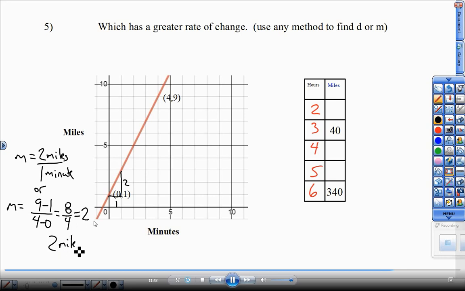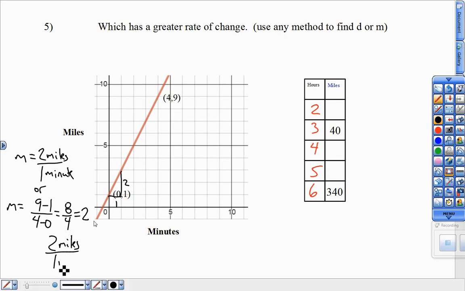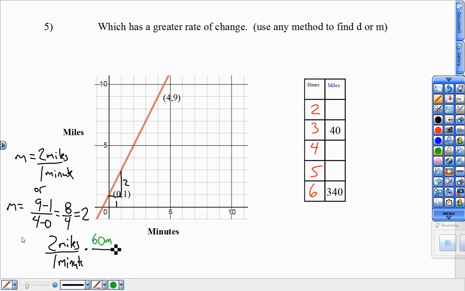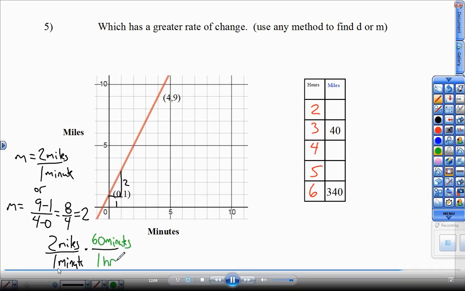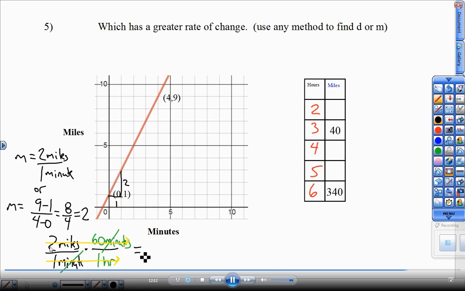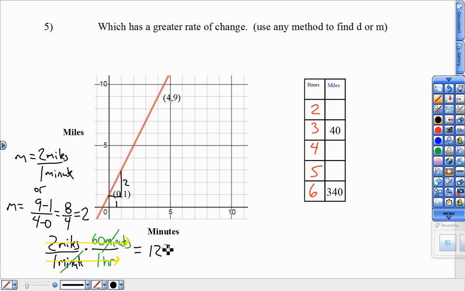I'm going to convert that to miles per hour. So 2 miles for every 1 minute times 60 minutes for every 1 hour. My minute units will cancel away. I'll times straight across. 2 times 60 will give me 120 miles for every 1 hour.